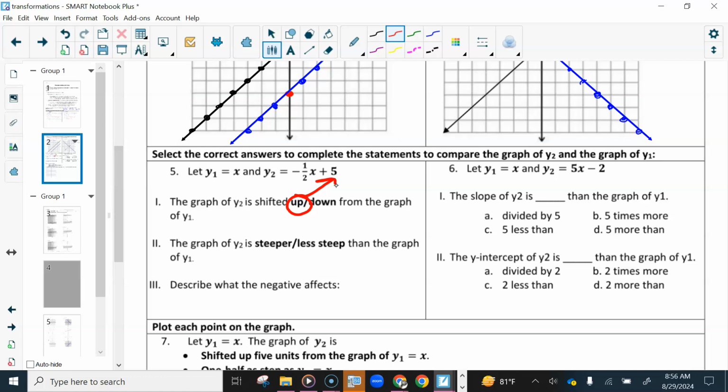The graph of y2 is steeper or less steep than the graph of y1?